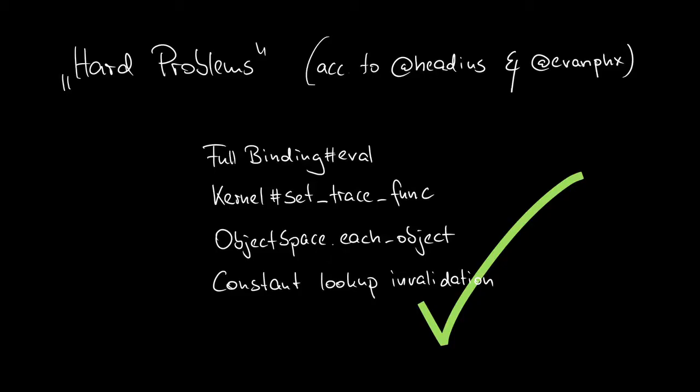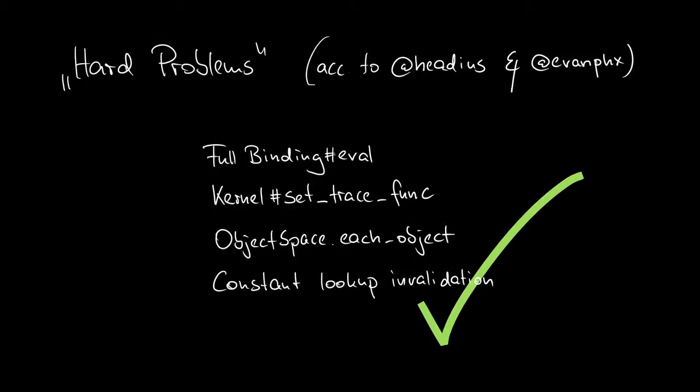So what we did, we checked back with Evan and Hedius from Rubinius and JRuby to find out what the hard problems are when implementing Ruby. And with hard problems, we mean stuff that makes Ruby implementation slower. So, for example, capturing the full binding to be able to do a binding eval or just do an eval in a block context. That's fairly expensive for some implementations, so we implemented that.